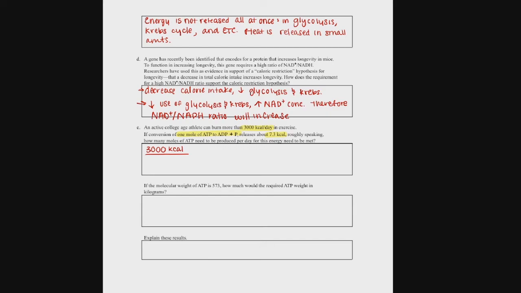Kcal per day divided by 7.3 kcal per mole of ATP is equal to 411 moles ATP.